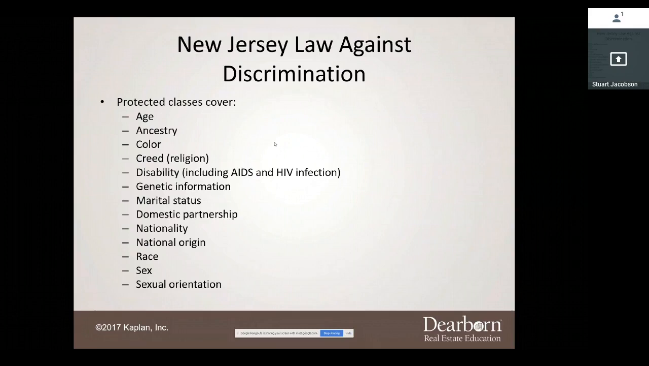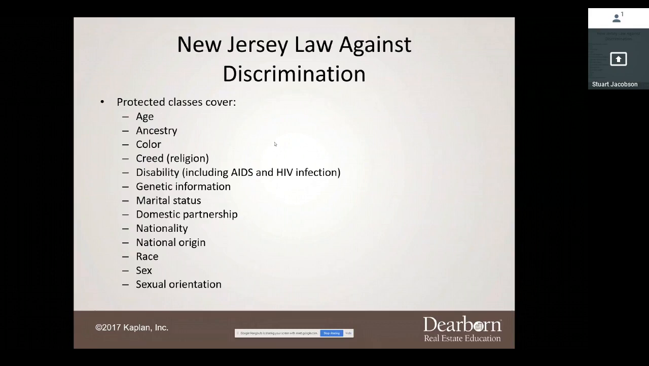You're going to say 1945. Well, it's like this was a really progressive law. No, it really wasn't, because what happens is in the Federal Fair Housing Act of '68, there were two amendments to that. Over time, the New Jersey Law Against Discrimination has evolved to what we see it as today, where the protected classes are age, ancestry, color, creed, disability.